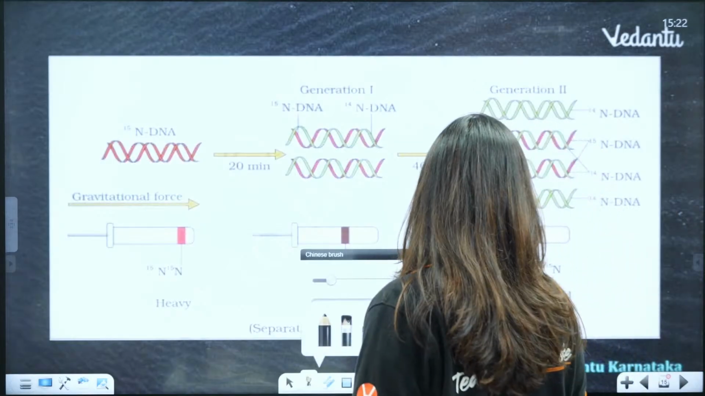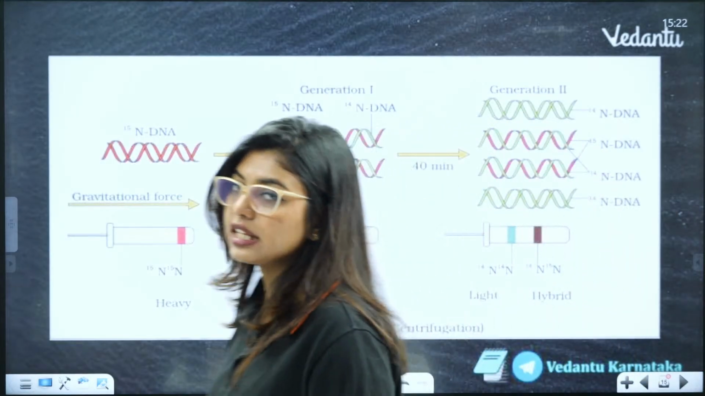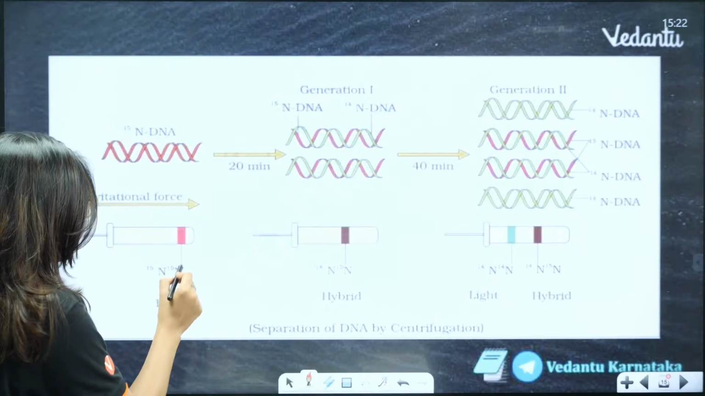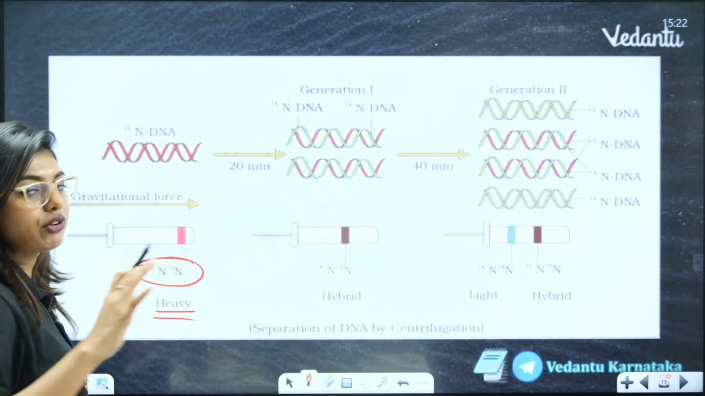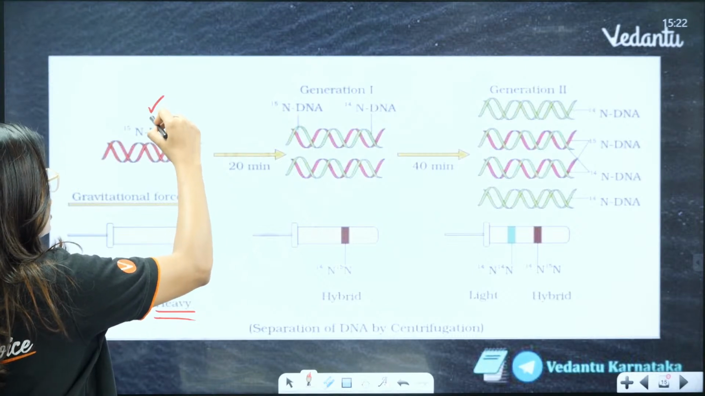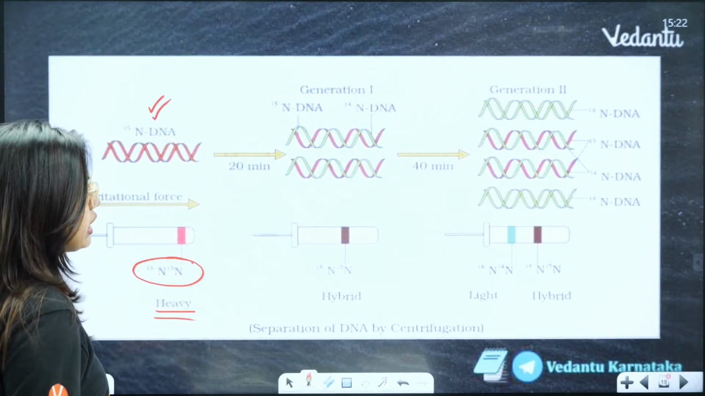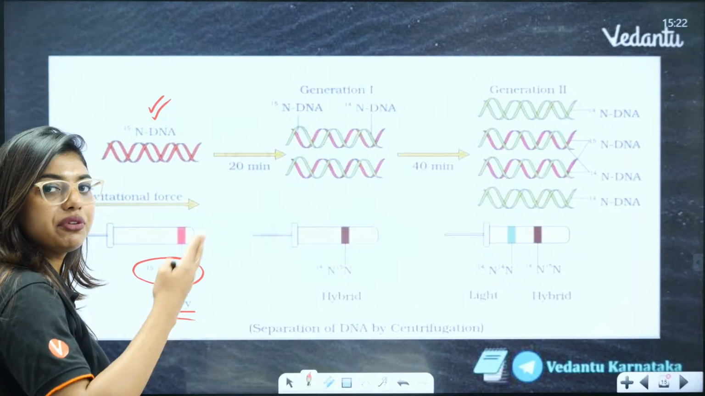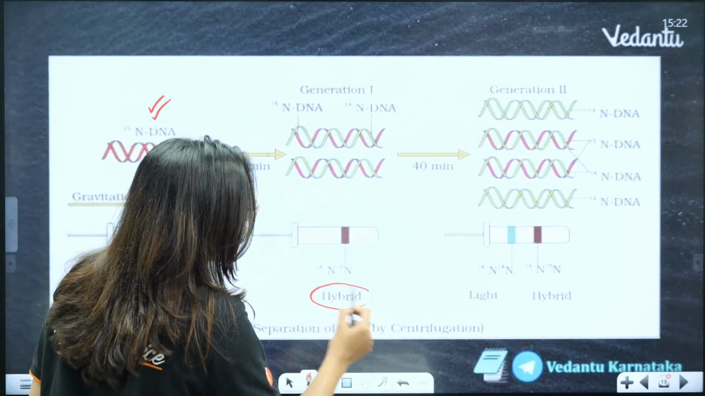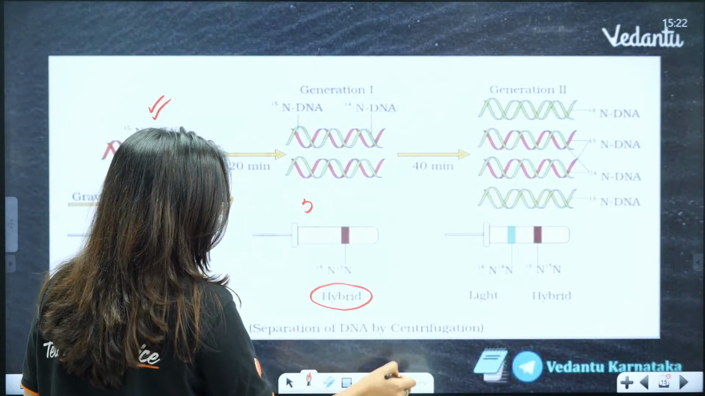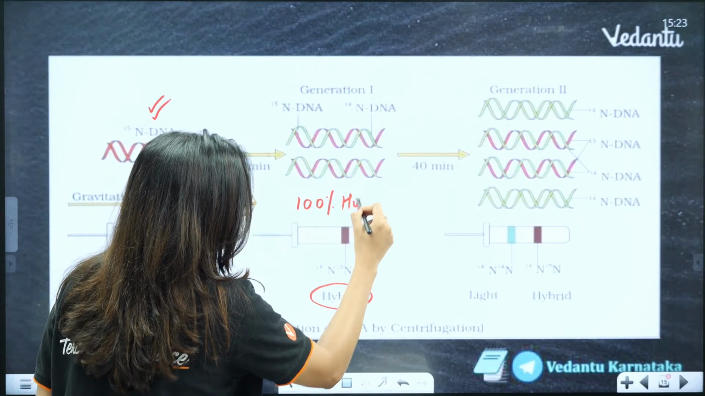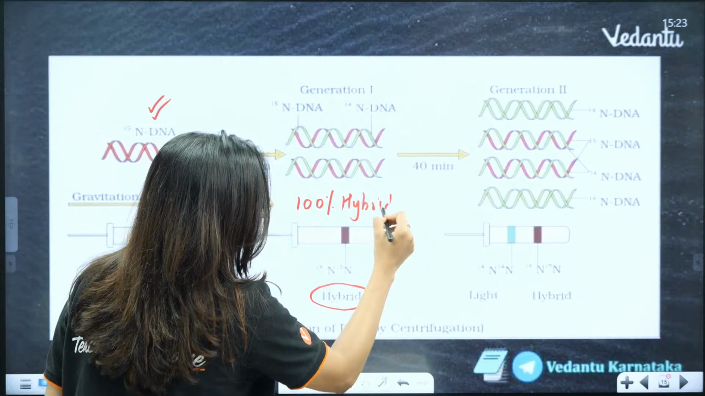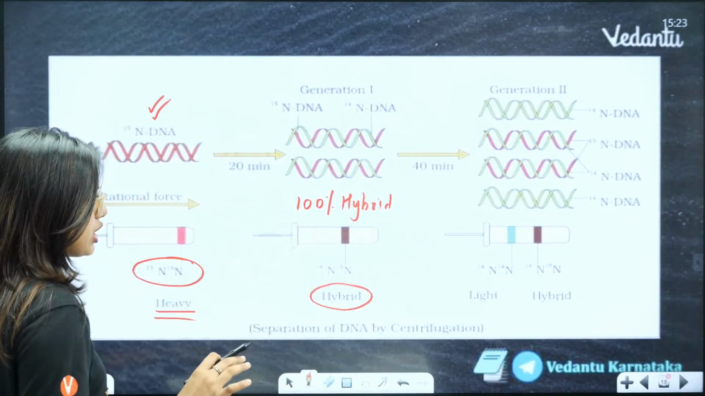Now look here, this was the Meselson and Stahl experiment, students. First they took the N15 medium, that is heavy. They kept it for a longer period over many generations, so both the DNA strands were N15. After 20 minutes, when they transferred it from N15 to N14, they got hybrid, 100% hybrid. So this is what they got in the first generation.